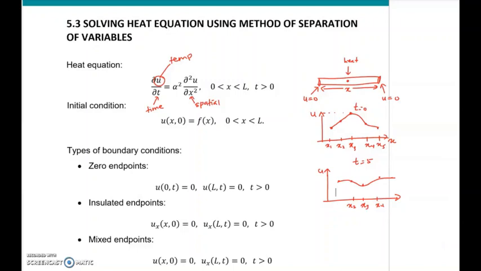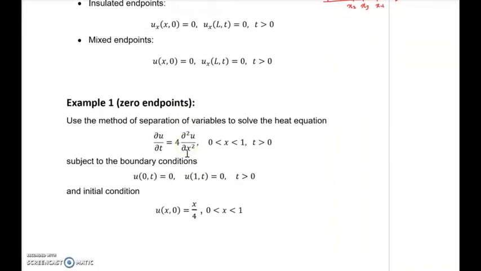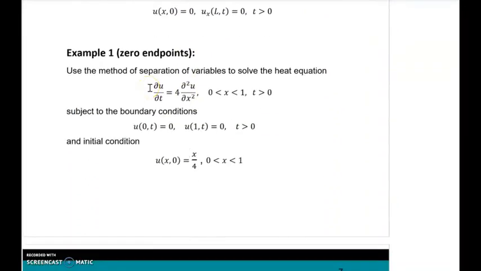All right. So let's see how we solve the heat equation using the separation of variables method. Take example 1 here, where we have zero endpoints. Use the method of separation of variables to solve the heat equation given here. You can see the alpha squared here is 4, and the x interval is from 0 to 1, so we can imagine we have a rod with a length of 1. The initial condition given to us is x over 4.